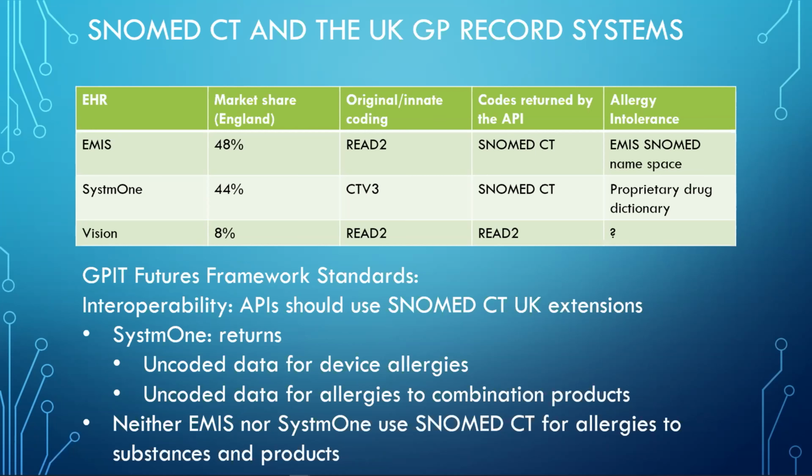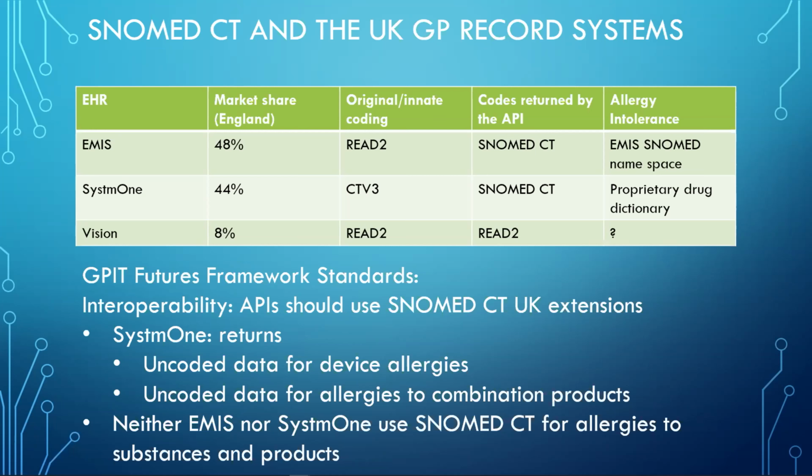In EMIS's case, they use their own namespace within SNOMED, and in System 1's case, they use their own proprietary dictionary. System 1 has additional problems in that if you get an allergy to a device recorded in the record system, it doesn't send any coded data back at all. It just gives you some free text. In fact, originally we got nothing at all. It was only when we talked to them that they said, yes, okay, we'll give you a block of free text. But ultimately, it is still uncoded data.